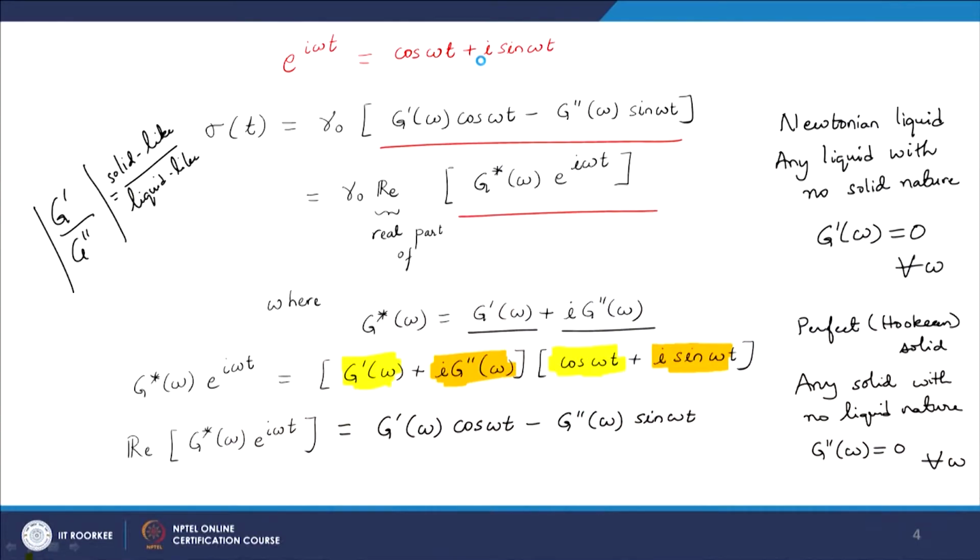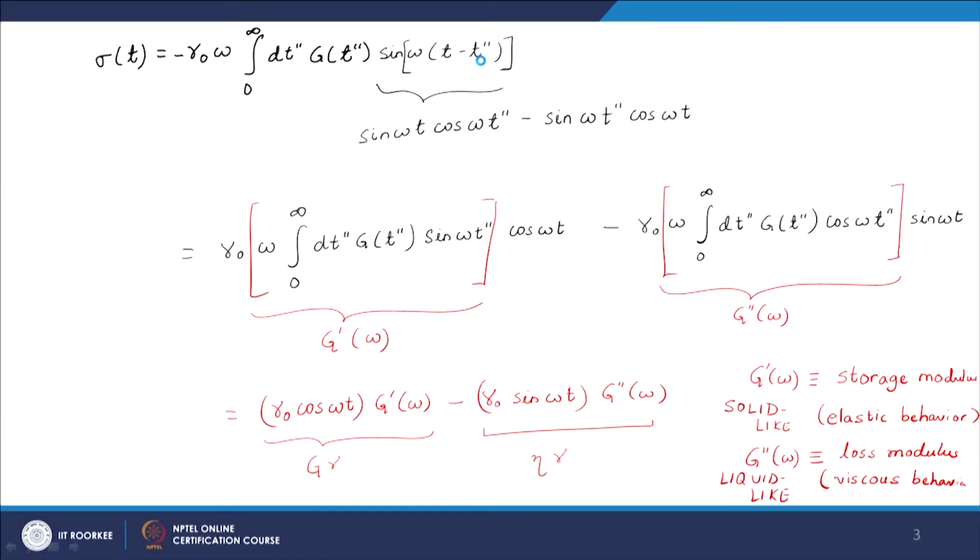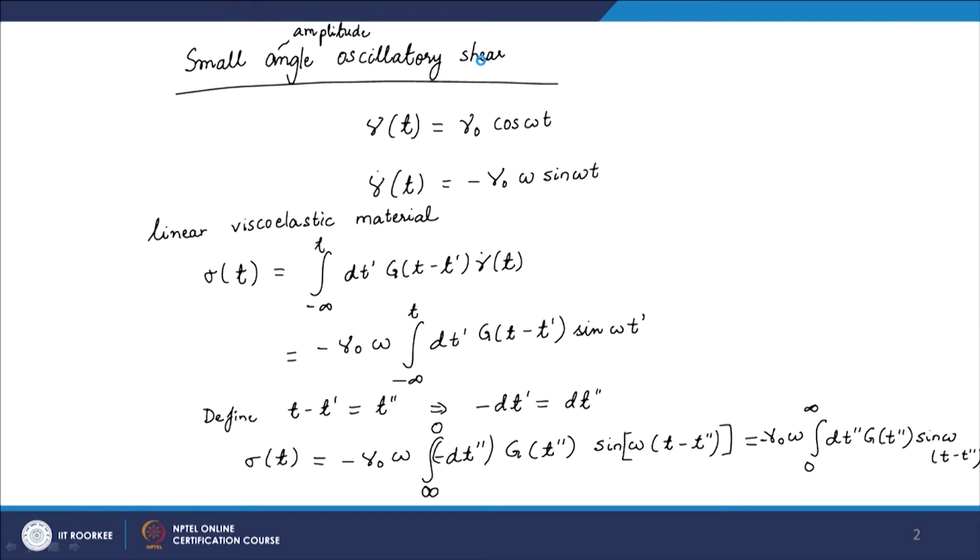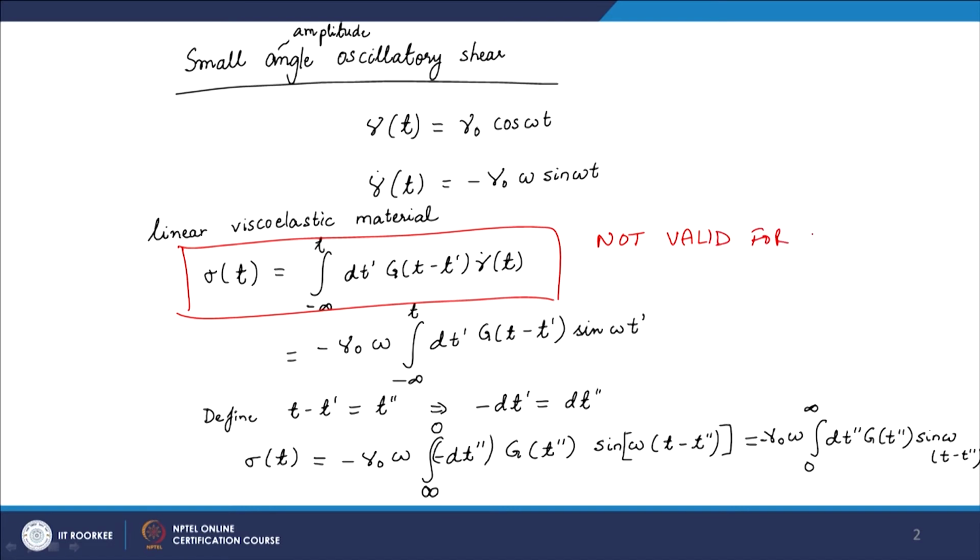So, all the math that we did, and actually the starting assumption of superposition that we have used to write the expression for the stress tensor, is not going to hold for non-linear viscoelastic models.